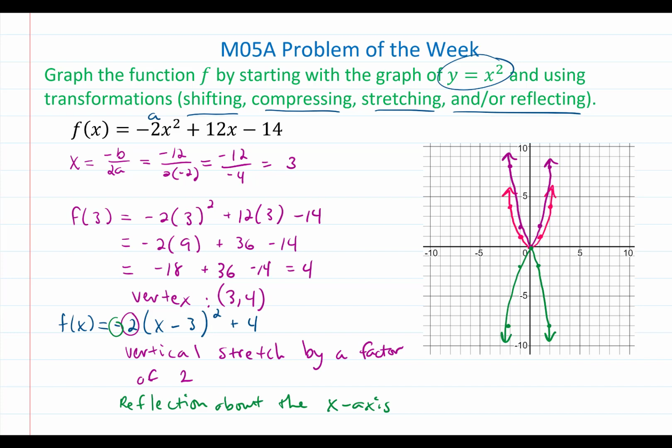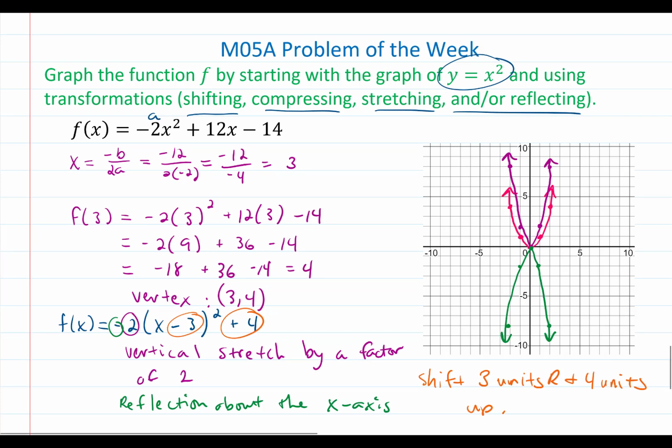Now we do have two more transformations, and we'll do both of these at the same time, and they are represented in the shifting or in the vertex, which is 3 comma 4. Because 3 is actually a positive value, it means we're going to go to the right. So we're going to shift 3 units to the right and 4 units up. Okay, so again, because it's a positive 3, it is actually 3 units to the right. Because it's a positive 4, it's 4 units up.